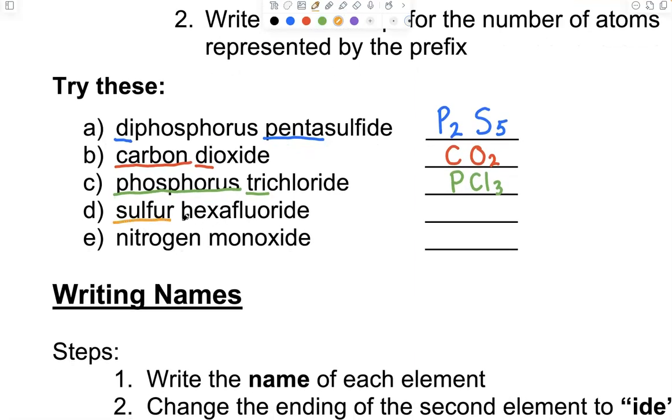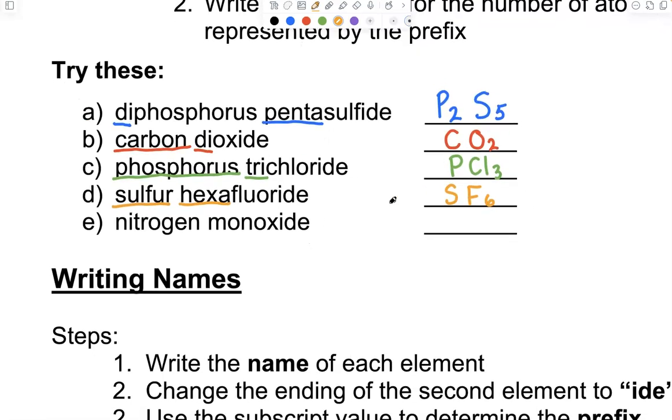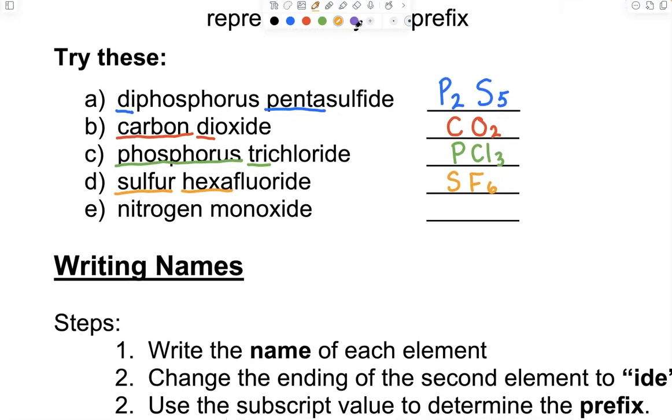Sulfur hexafluoride. Sulfur, we can write as just S. Fluoride is your fluorine. Hexafluoride, think about a hexagon. A hexagon has 6 sides. So we write that 6. So again, sulfur hexafluoride, SF6.